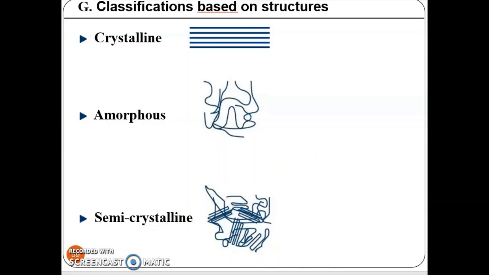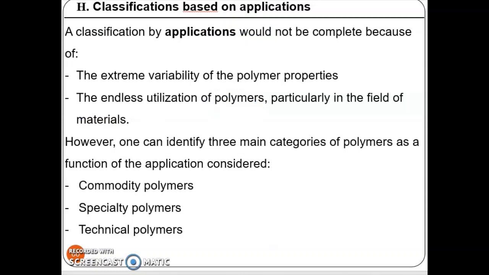The last category here is classification based on applications. This classification would not be complete because of many factors. First, the extreme variability of polymer properties and the endless utilization of polymers. So this classification is hard to be done, but however, the scientists tried to identify three main categories of polymers as a function of the application.